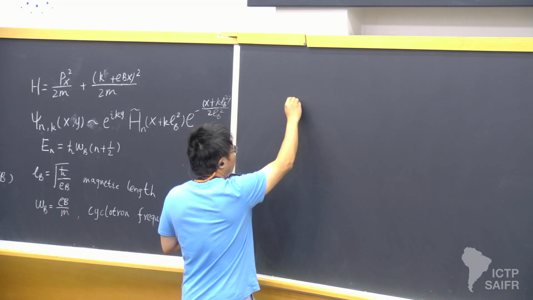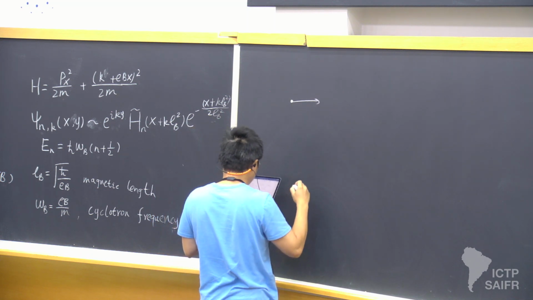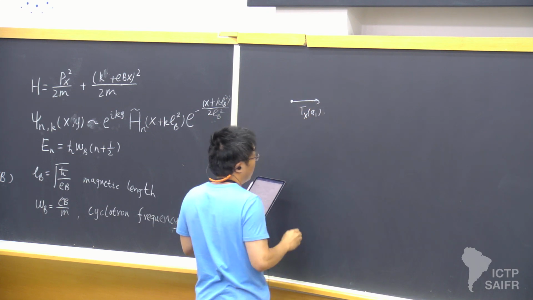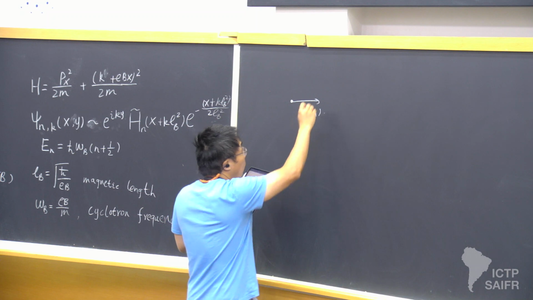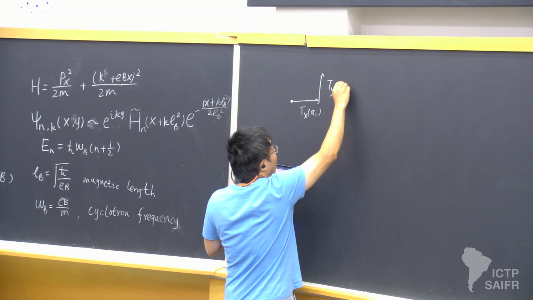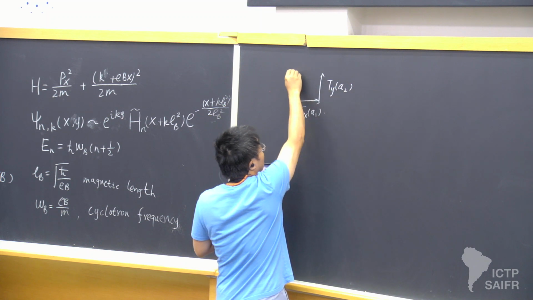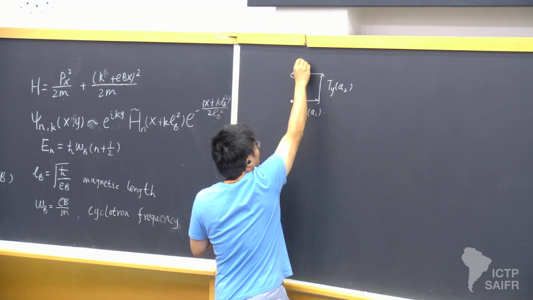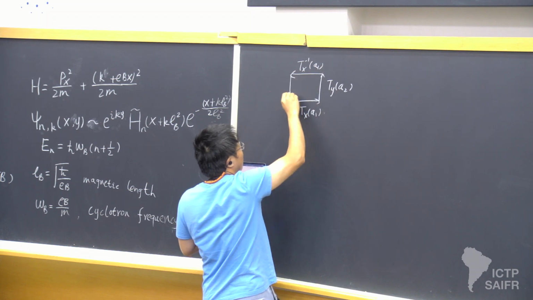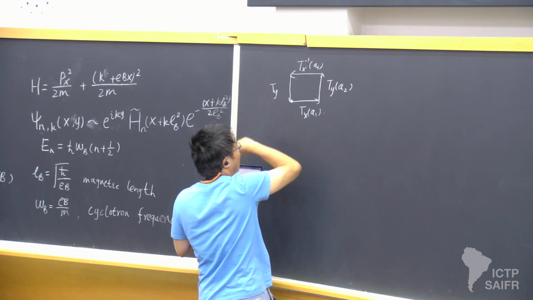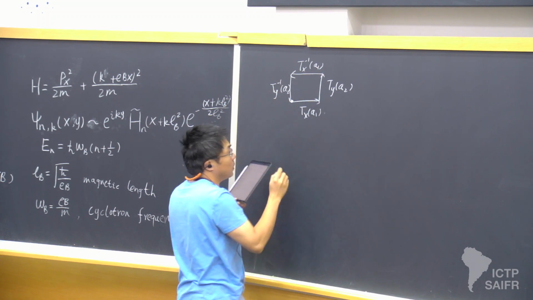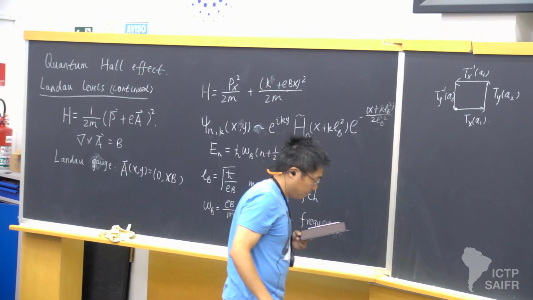Let's say first I move it along the x direction with some distance that I call A1, and then I do it in the y direction, and then I move it back in the x direction, and eventually I close the loop. So let's say we just consider this process.